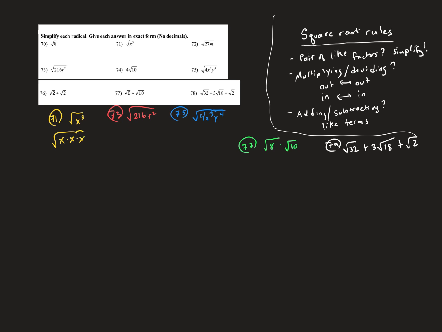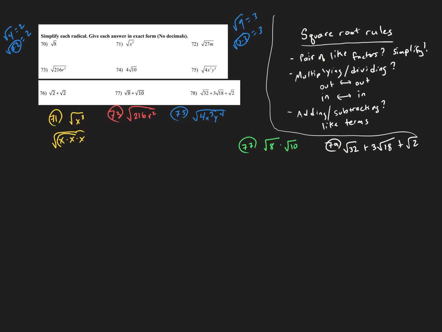Now, square roots. The square root of 4 is 2, right? And that's because 4 is 2 times 2. We have a pair of like factors. The square root of 9 is 3, and that's because 9 is 3 times 3. We have a pair of factors, and 3 comes out. So anytime you have a pair of like factors underneath the square root, you can pull one of those things out in front of the radical and simplify.